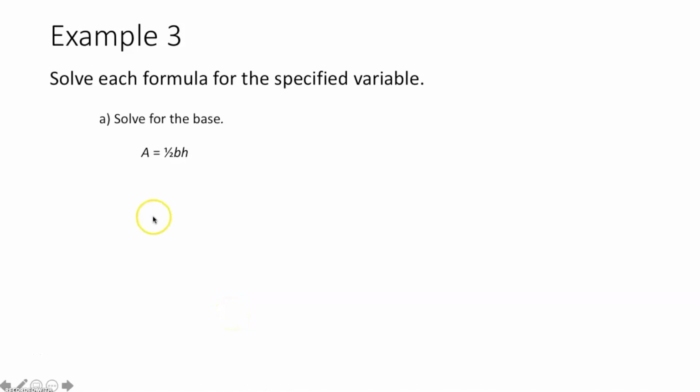Okay, example 3 is to solve each formula for the specified variable. So we're going to solve for the base. This is the area of a triangle formula. We have area is equal to 1/2 the base times the height. So we want the base. We need to simplify, move, solve.